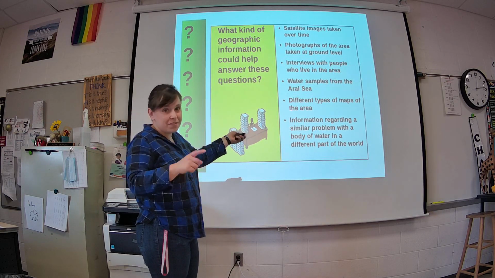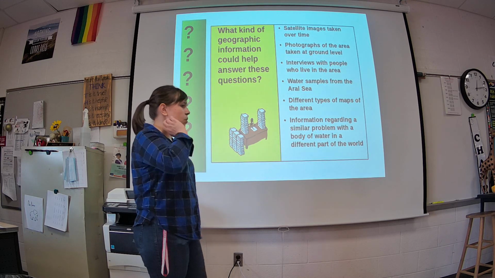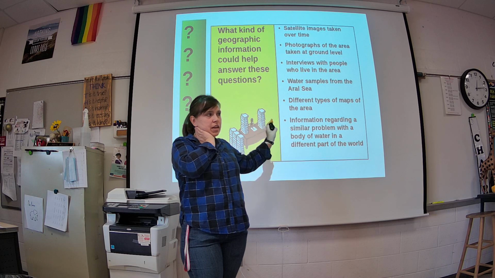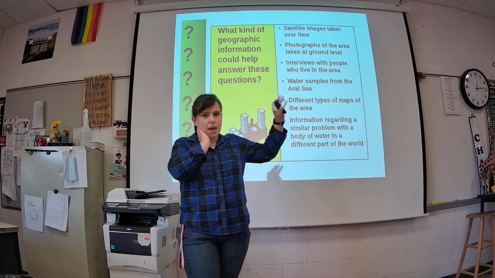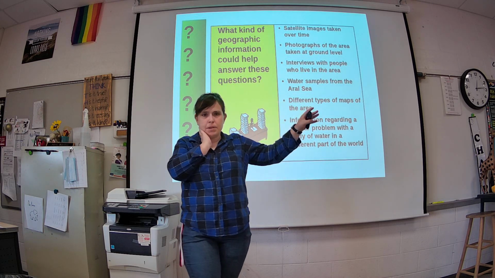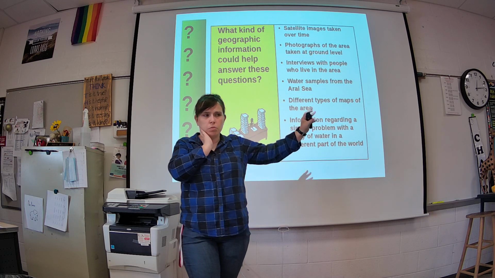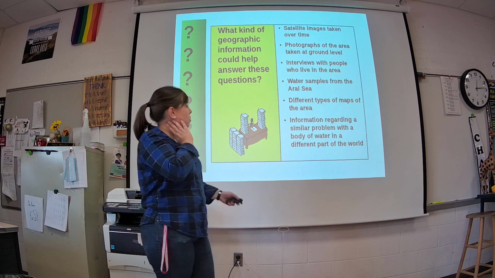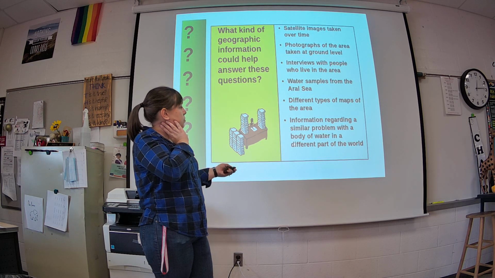Maybe we can also take a look at different types of maps of the area and see, okay, is there something that we're not seeing in our satellite images that maybe a map can explain to us? Like, is there a dam being put up? Are rivers being diverted, making the water go somewhere else? What's going on?